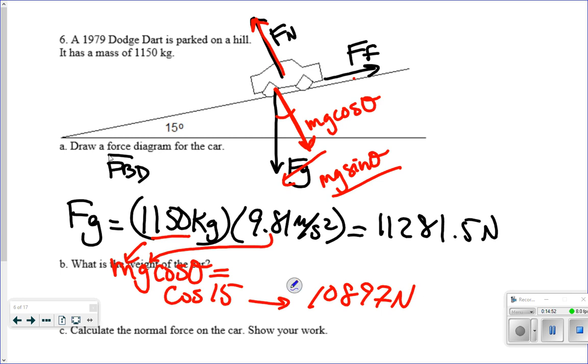Okay, so force of friction is going to be equal to mg sine theta. And so again, I can plug in the m that I've been given. I can use 9.81 and I can use the sine of the 15 degrees. When I multiply all those together, I get 2920 newtons for that one.